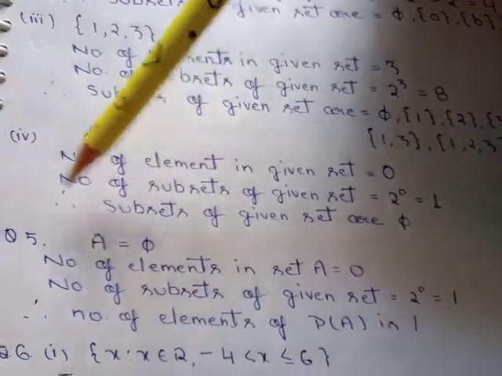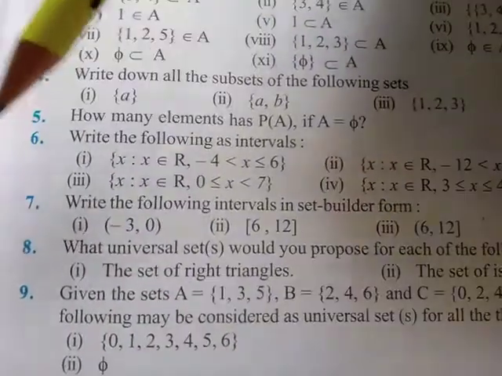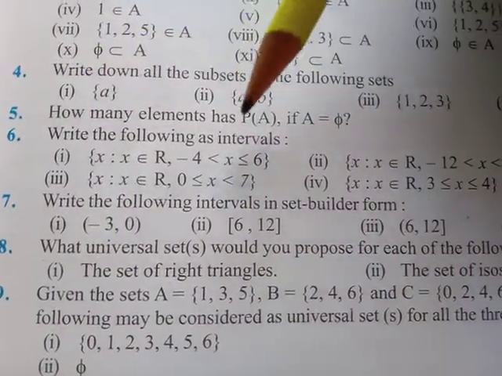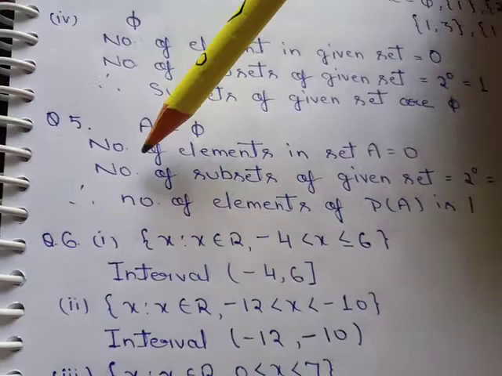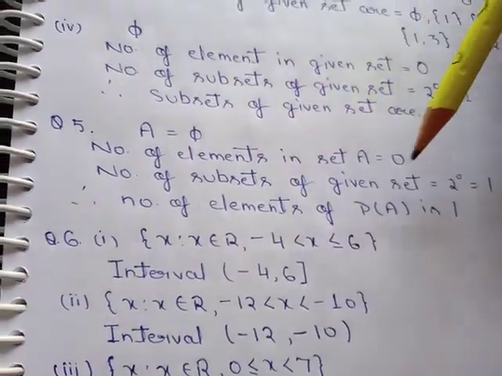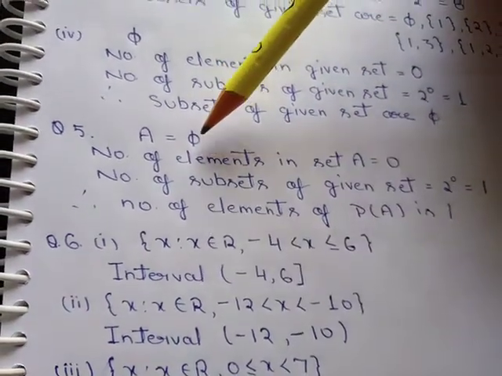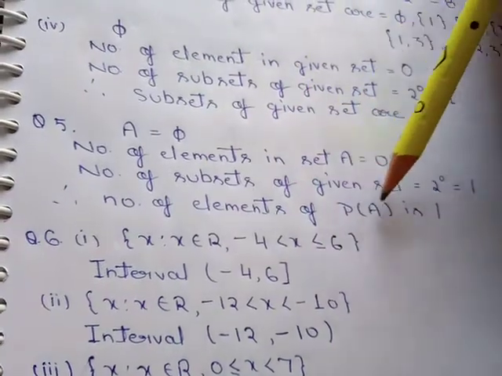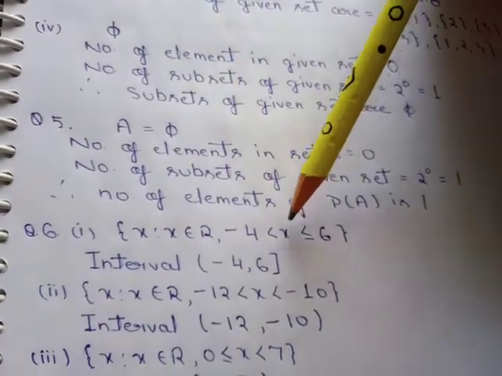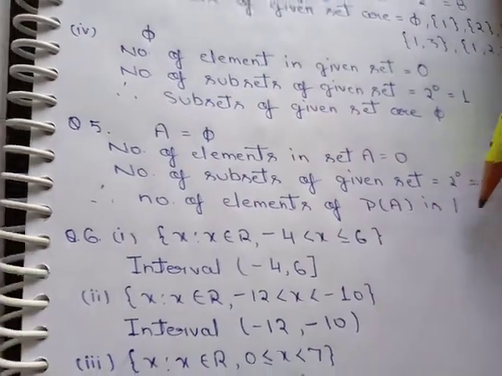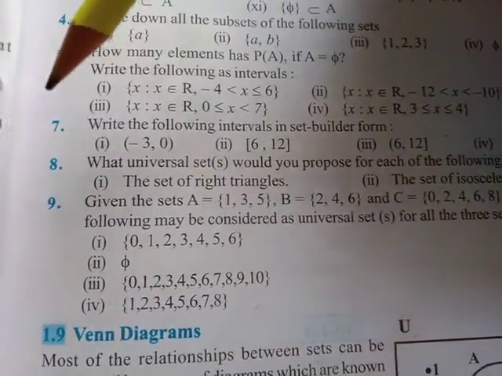Next, moving on to question number 5. How many elements has P(A)? It means the power set of A, if A is equal to phi. So the number of elements in set A is equal to 0, because phi is an empty set. So the number of subsets of the given set is 2 to the power 0, which means 1. So the number of elements of the power set of A is 1.